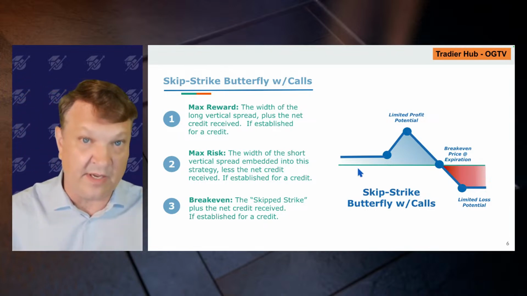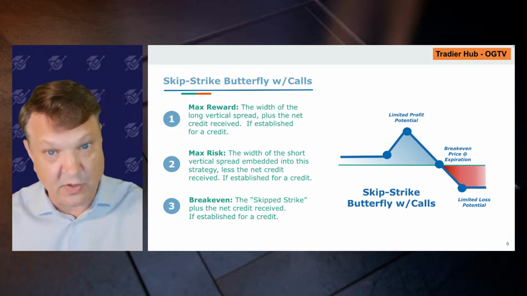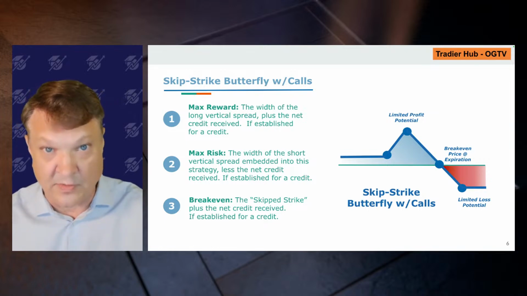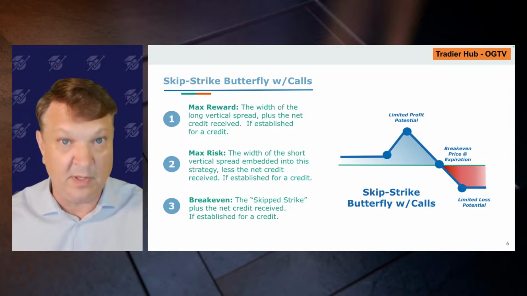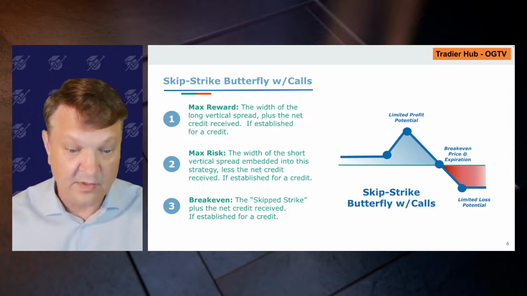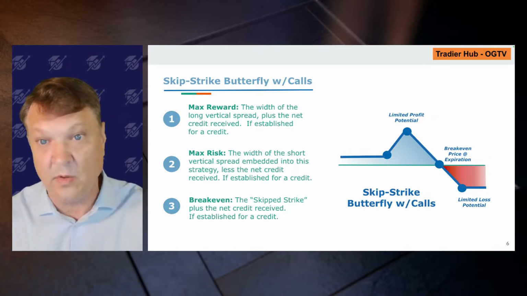So here's the moral to the story. I always like to think of skip strike butterflies as an alternative to a short call vertical spread. The trade-off is the amount of premium that you're going to receive to put on that trade. And to show you that, let's back out here and go look at the Tradier Pro software.